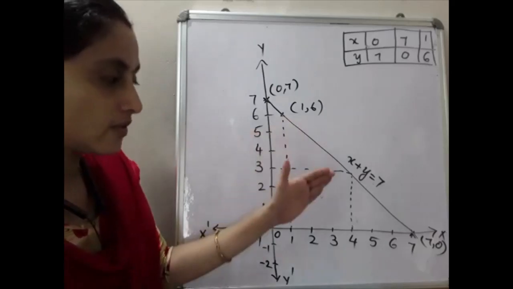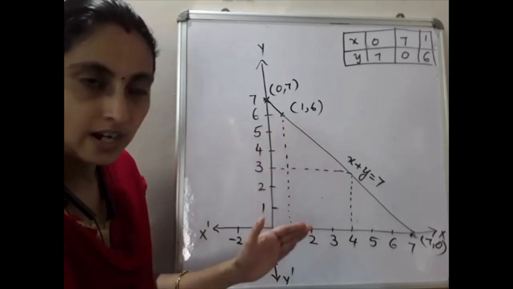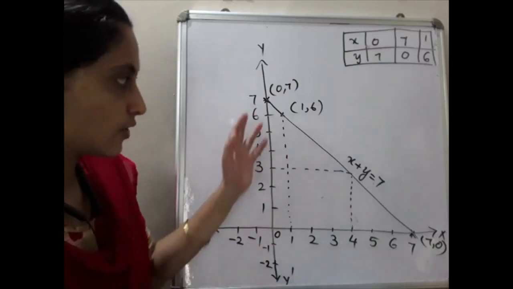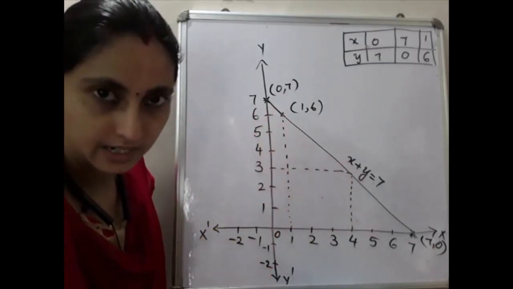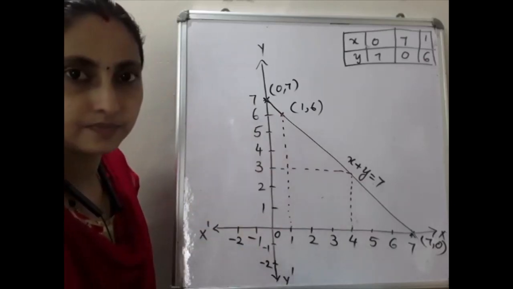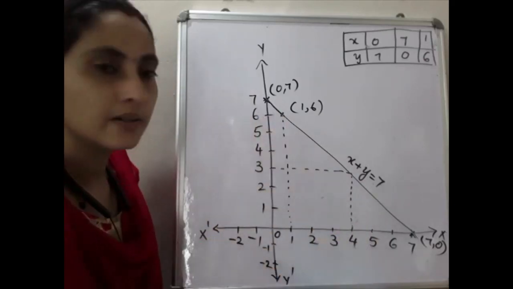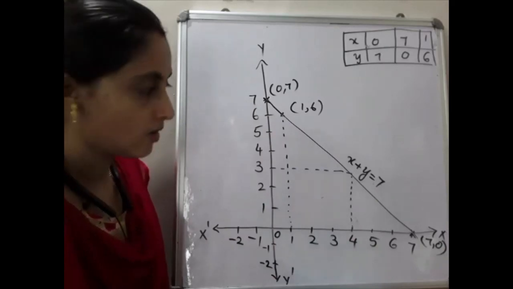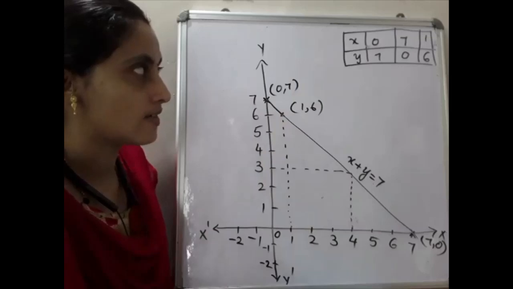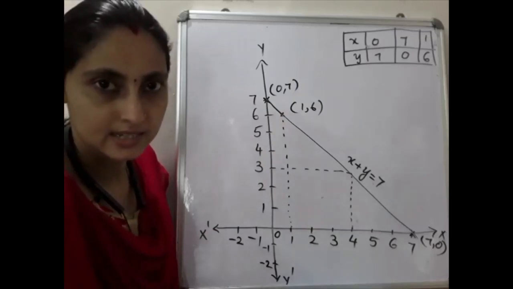So to draw a graph, first you have to find the values for x and y. Then you have to plot those points on the graph. After that, simply join them. So this is a line satisfying the values 0, 7, 7, 0, and 1, 6.